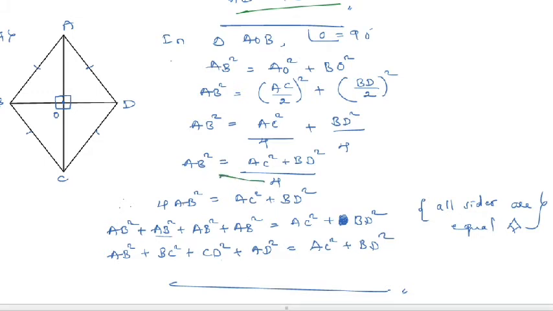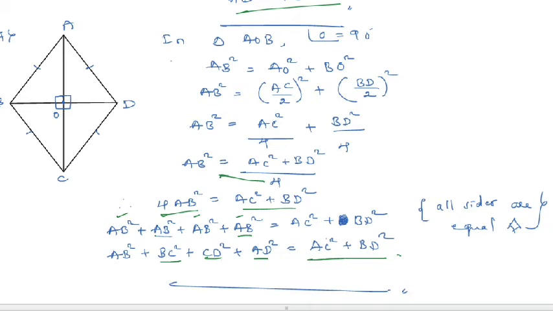Multiplication, 4 into AB square, you will get 4 AB square is equal to what remains, AC square BD square as it is. So, 4 AB square means 4 times AB square, AB square plus AB square plus AB square plus AB square is equal to this side as it is. Now, AB is equal to BC, because all sides are equal, AB is equal to CD, AB is equal to AD. So, AB square plus BC square plus CD square plus AD square is equal to AC square plus BD square. Hence, it is proved.